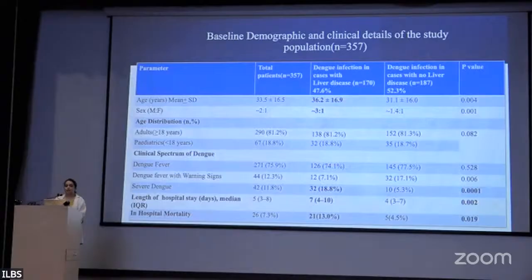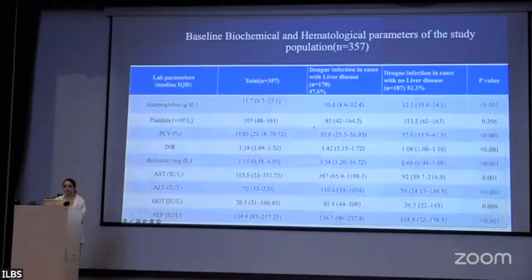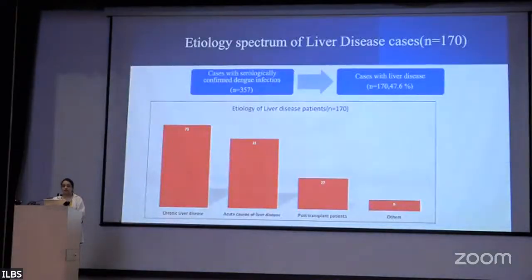Now, coming to the baseline demographic and clinical details of the study population, patients with liver disease were older, more male predominant, and had higher severe dengue, longer hospital stay, and higher mortality as compared to patients with no liver disease. The baseline biochemical and hematological parameters showed that patients with liver disease had significantly worse biochemical parameters in the form of higher INR, bilirubin, and transaminases.